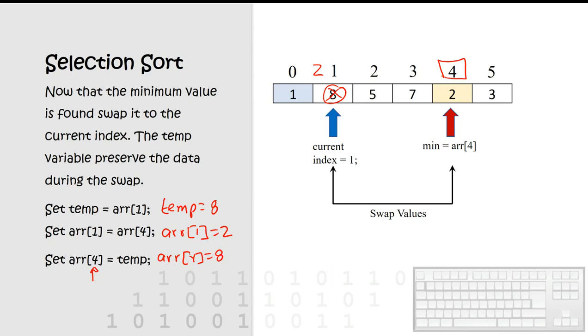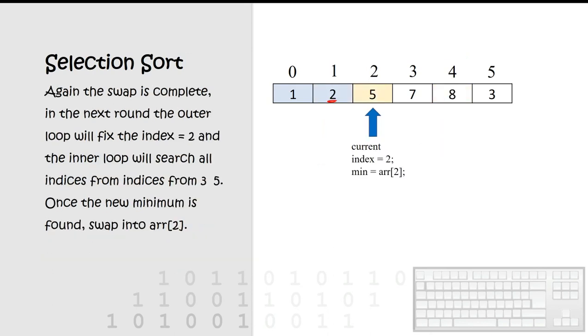So we don't lose our data, and that will become part of the sorting process in a later round. So we see the 2 is here and the 8 is here. The swap is done. These 2 in blue are done sorting.